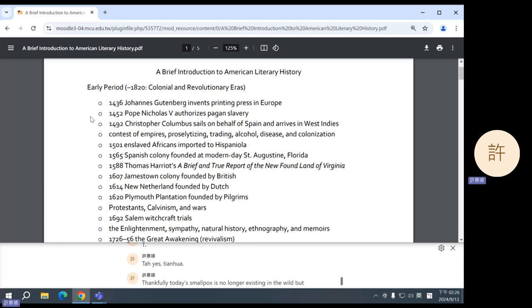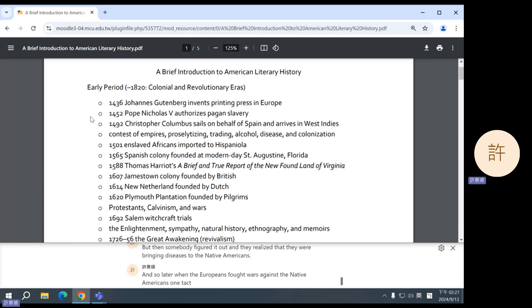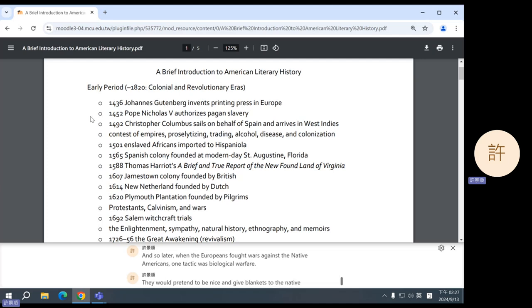But for Native Americans who had no defense, this was essentially a genocide. Some sources say up to 90% of Native Americans died from diseases brought by Europeans. And at first the Europeans didn't know what was going on, but then somebody figured it out and they realized that they were bringing diseases to the Native Americans. And so later, when the Europeans fought wars against the Native Americans, one tactic was biological warfare. They would pretend to be nice and give blankets to the Native Americans that were infected with smallpox as a weapon.